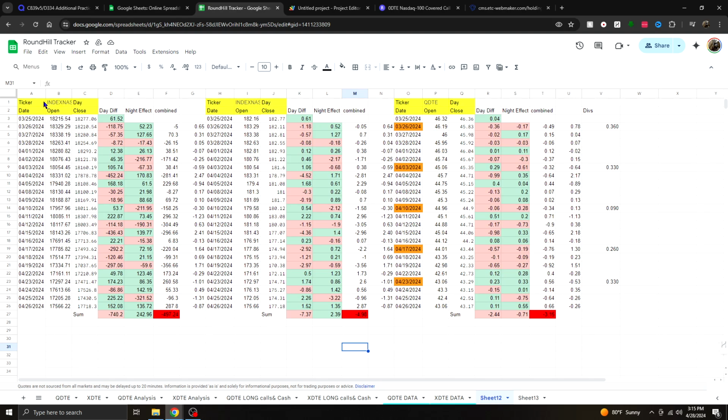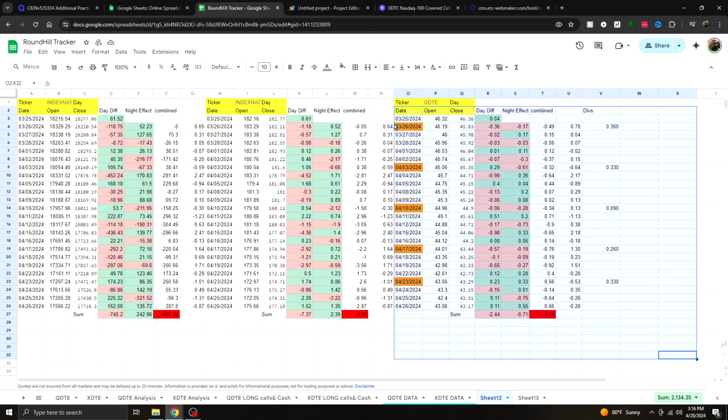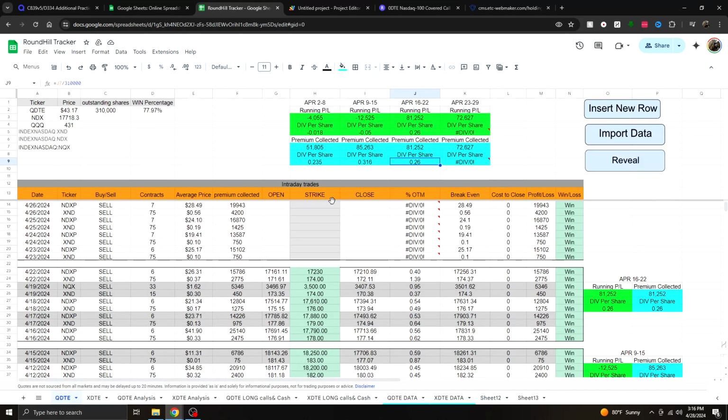I just have QDTE, Nasdaq, and XND. These are basically the same. But with QDTE, I'm trying to understand what's going on here. So if you guys do understand this, please let me know, because I'm trying to figure it out. So yeah, that's basically it. This is how the spreadsheet works.